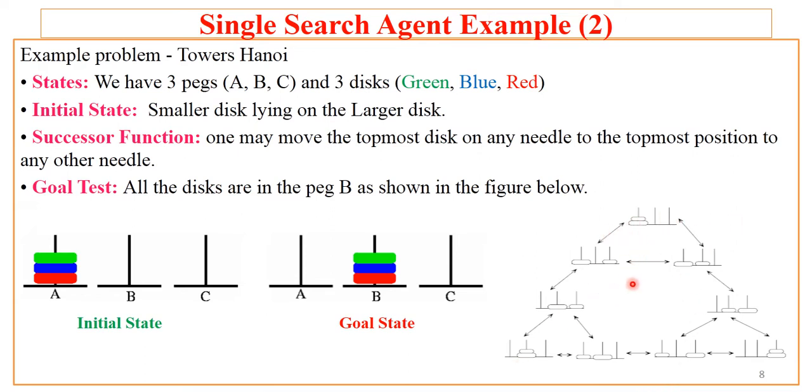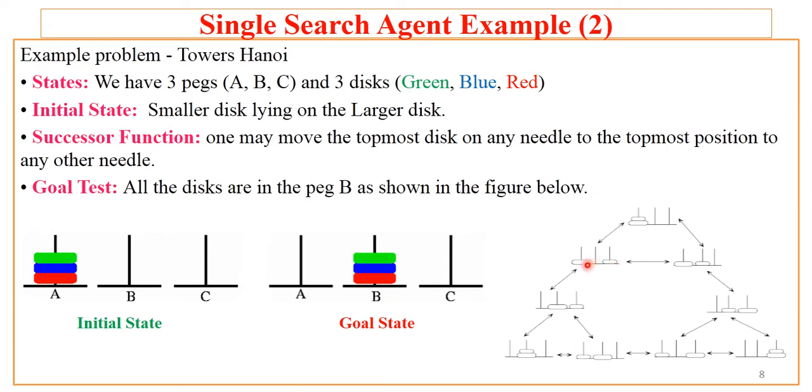For example, if you see this right side diagram, which is quite faint, but I hope that it is visible to you. So our aim is to transfer the uppermost, topmost disk to any other peg. If you see this diagram, you'll find that the smaller disk can be moved either to peg B or to peg C.